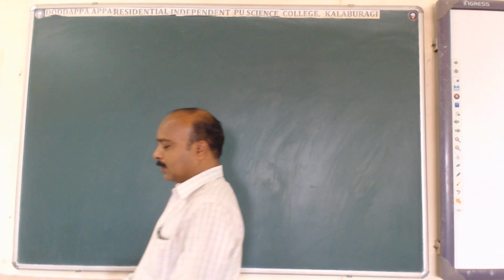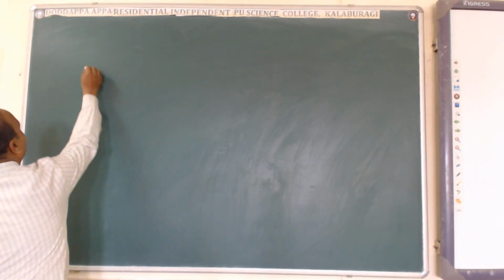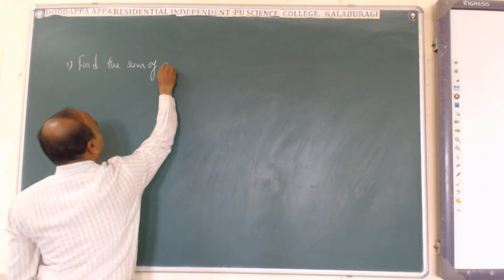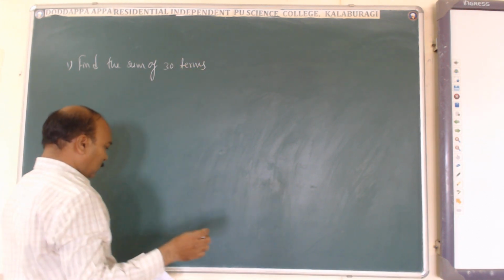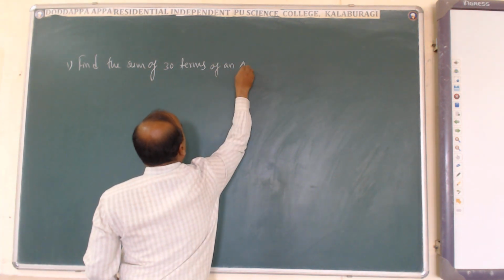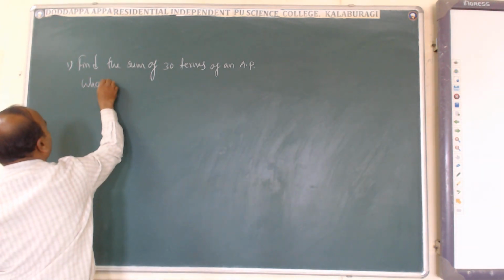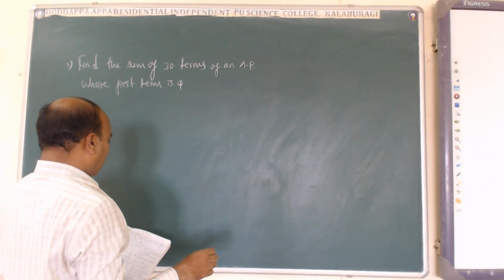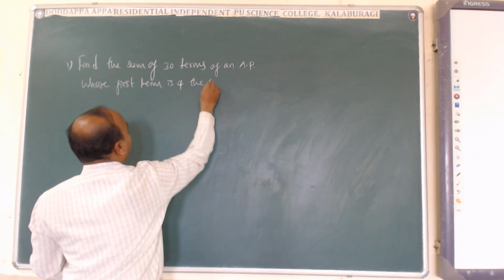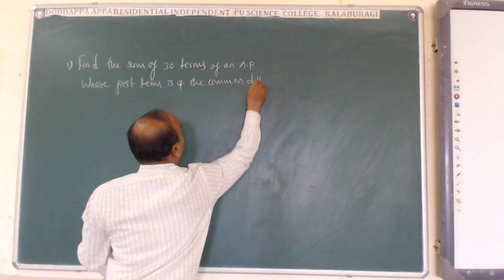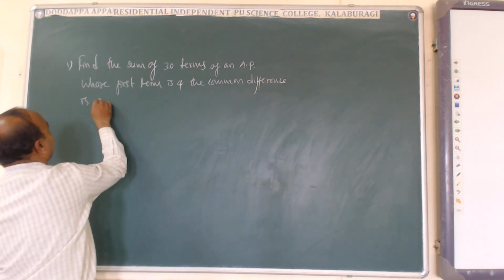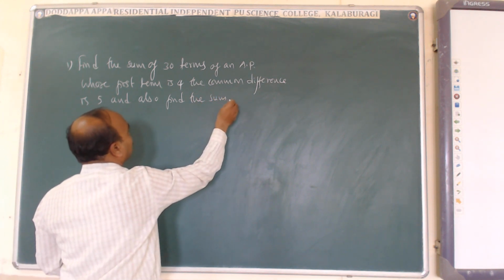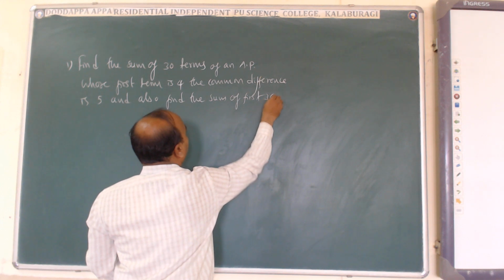That example is: find the sum of 30 terms of an AP whose first term is 4 and the common difference is 5, and also find the sum of first 30 terms.